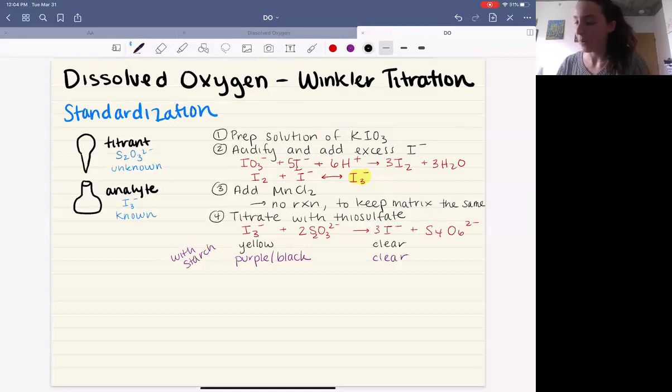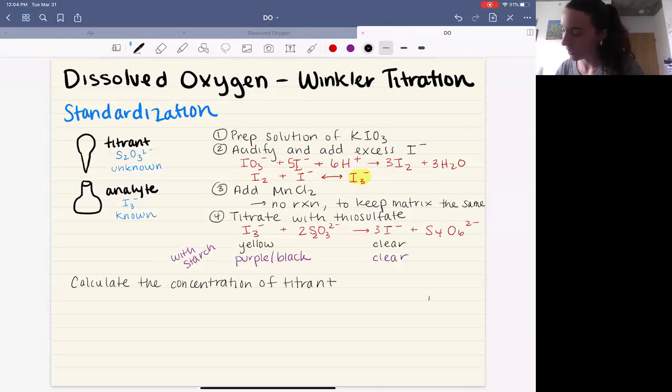Remember, the whole point of a standardization is to calculate the concentration of the titrant. The concentration at the end, we want the units to be moles per gram. Moles of S2O3 2- per gram of titrant. But what do we start with? At the very beginning of this, we prepared that solution of potassium iodate, so we know how many grams of that solid we used. So we're going to start over here with grams potassium iodate.